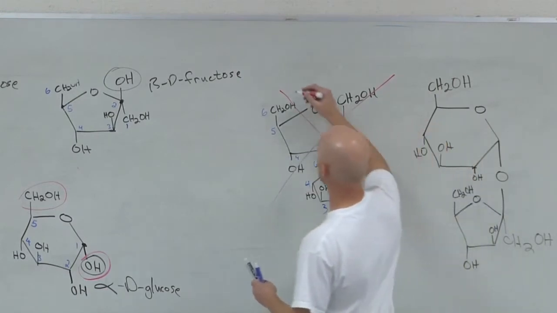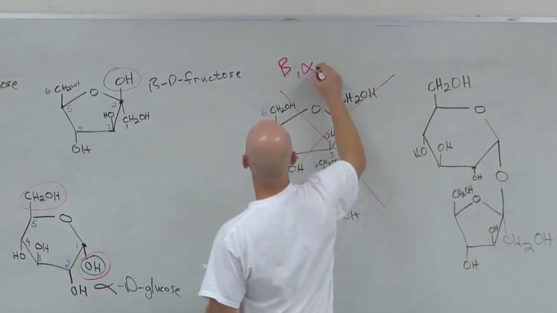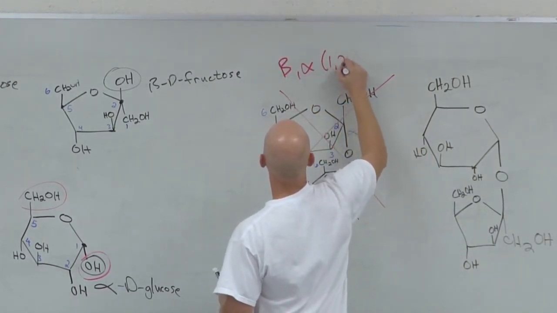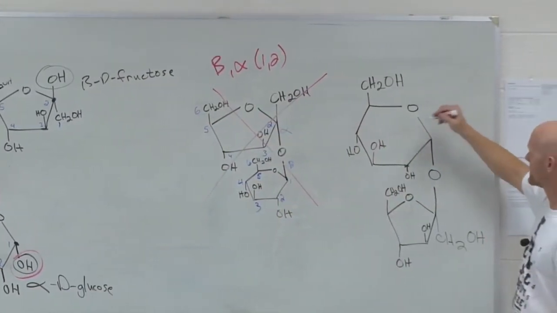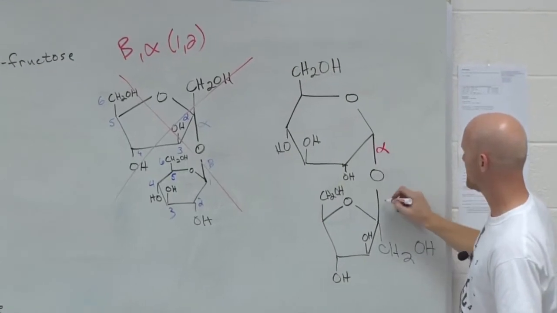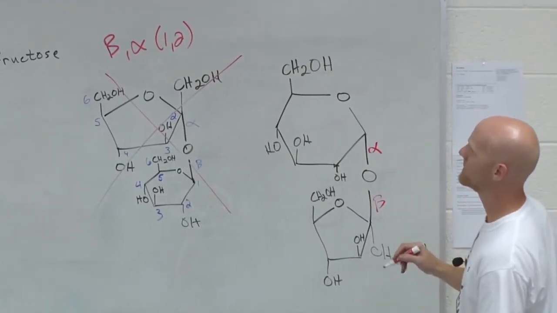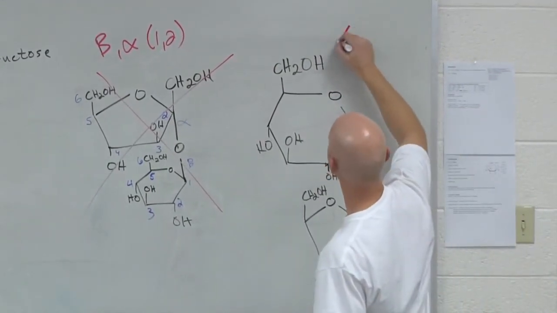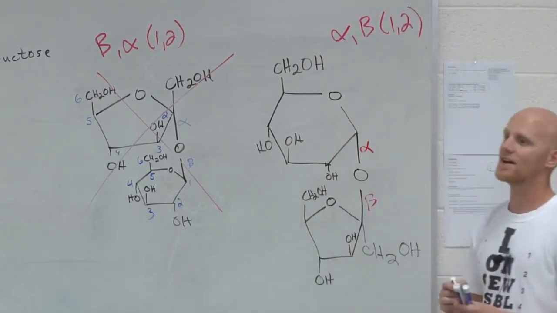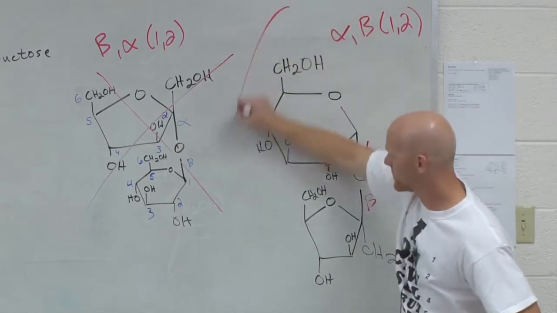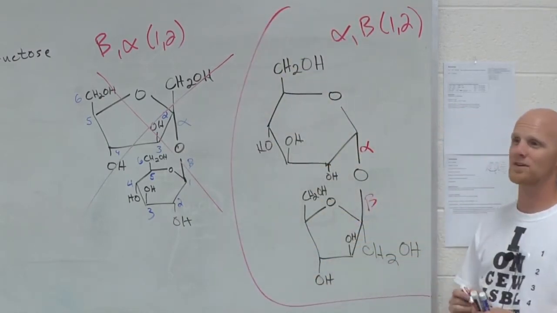So this would have been a beta alpha 1, 2. So this guy here. Again, glucose is my alpha, fructose is my beta, and then calling it glucose fructose alpha beta 1, 2. That's what I actually really wanted this time.